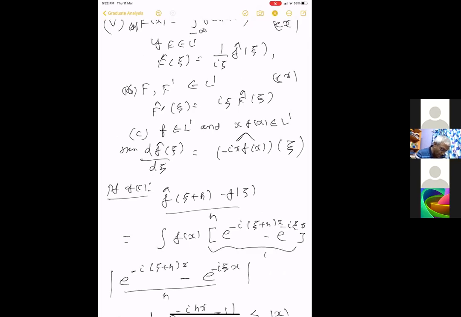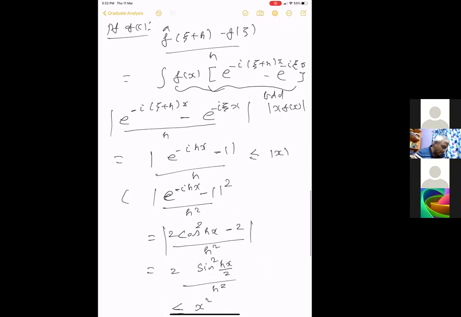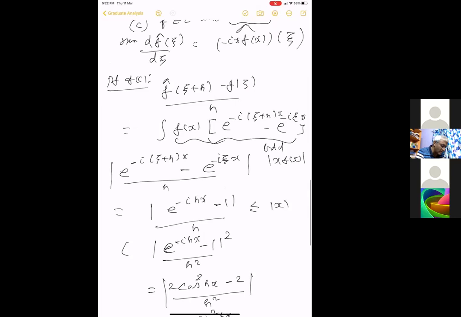This whole integrand is bounded by mod x f of x, and we have assumed that x f of x is in L1. Because of that, you can take the limit inside. You can apply the dominated convergence theorem, and you can take it inside.